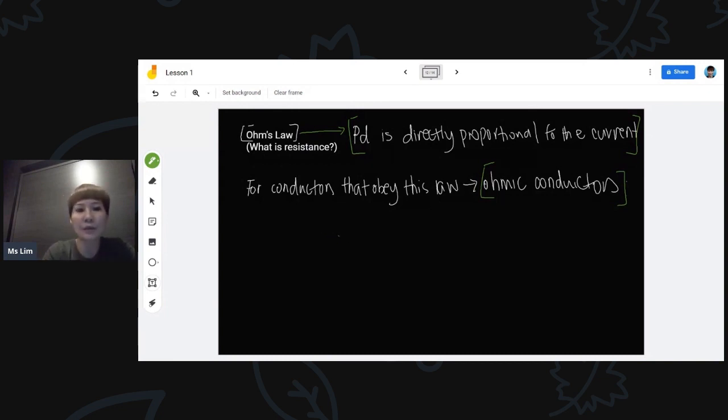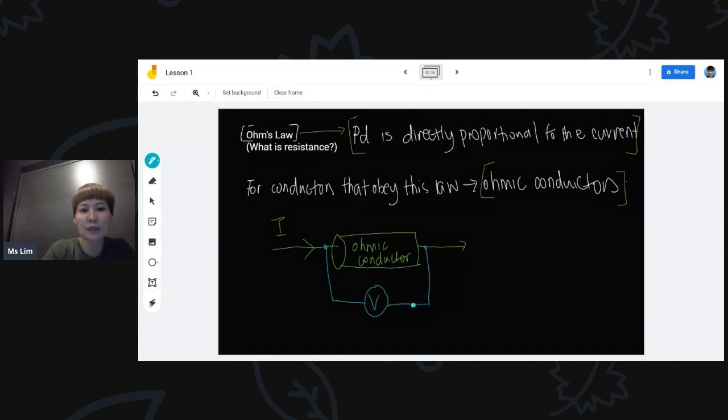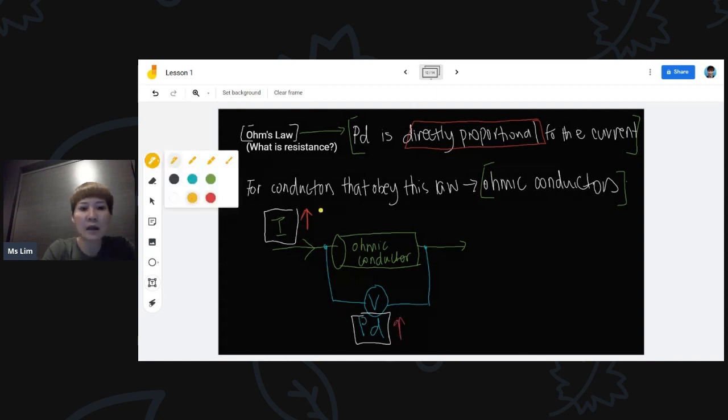So for example, if you have a piece of wire, assuming that the electrons or the conventional current is flowing through it, and this is a piece of ohmic conductor, then if you were to measure using a voltmeter the potential difference across it, you'll realize that there is a relationship between the current flowing through it and the potential difference across it. In fact, the relationship is directly proportional, which means that if my current increases, my potential difference will also increase. If my current reduces, then my potential difference will also decrease.